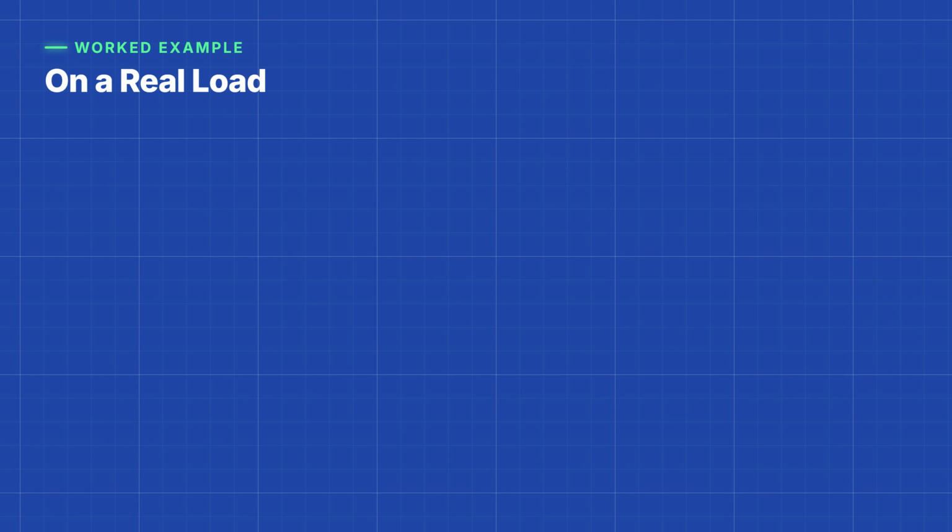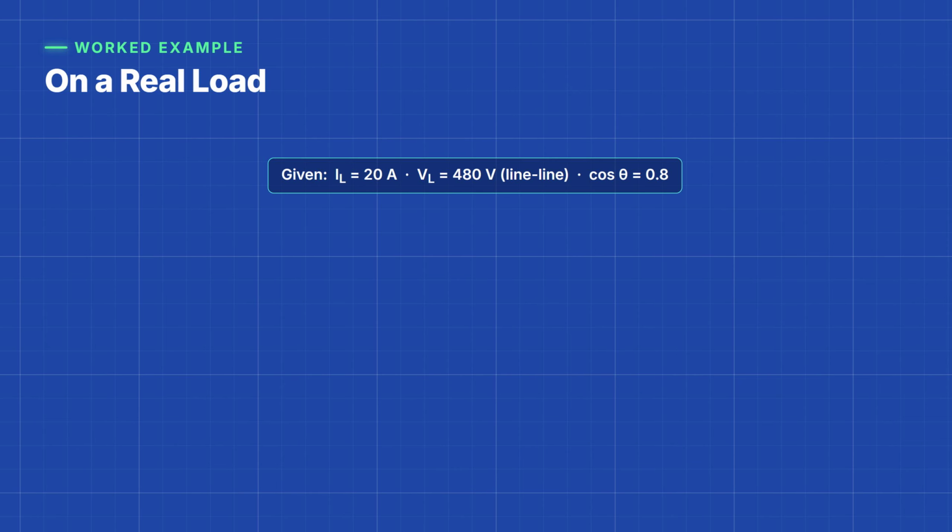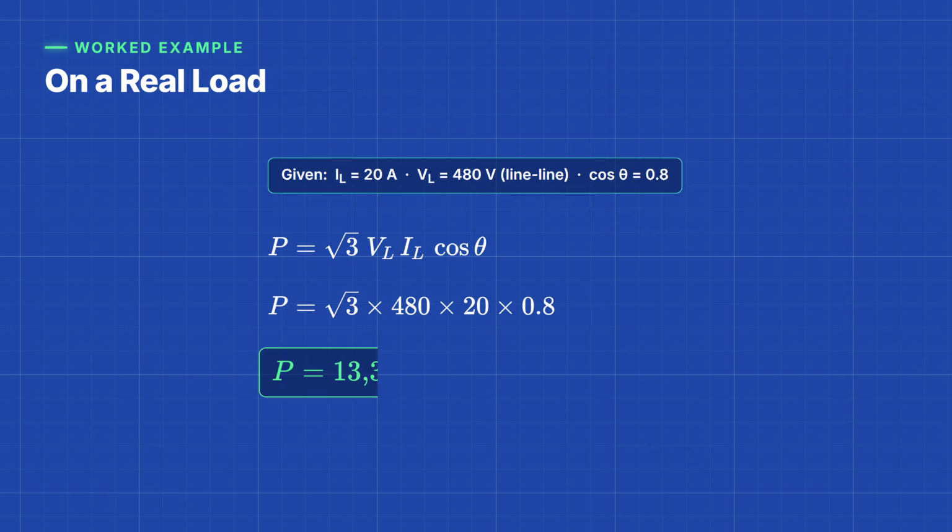A balanced three-phase load draws 20 amps of line current from a 480-volt line-to-line supply at a power factor of 0.8. We just drop the numbers into the formula. Power equals root 3 times 480 times 20 times 0.8. Root 3 is about 1.73. Multiply it all through, and you land on 13,302 watts. Round it off, and that's about 13.3 kilowatts of real power. One formula, real numbers, done.